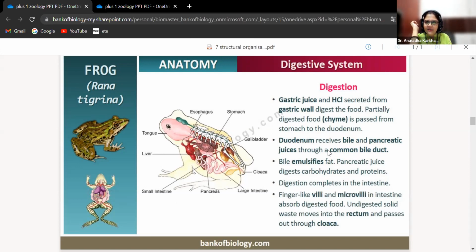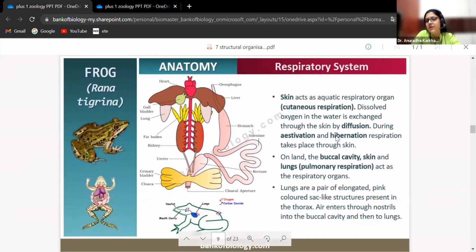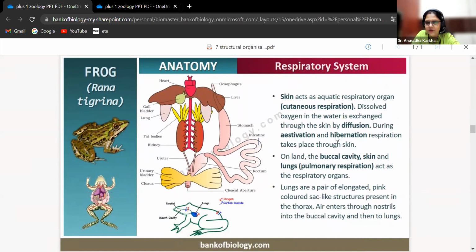Well, digestion completes in the intestine just the way it happens in us. Finger-like villi and microvilli in the intestine absorb digested food exactly like humans. Undigested solid would move out into the rectum. For us, it first passes into the large intestine, eventually reaching the rectum, and in frogs it passes out through the cloaca. In human beings, it passes out through the anus. That's it. Is it difficult? See how simple and easy it is. It is the same as human beings, nothing different. Yeah, they are related. Yes. Look at the respiratory system. Try to find out if it is also similar or something different.